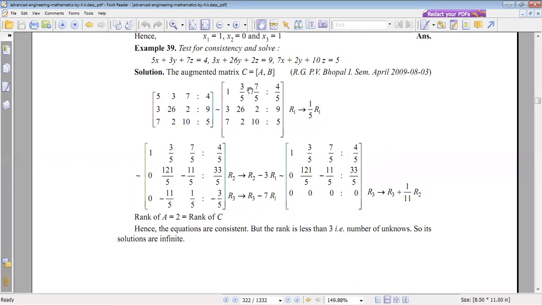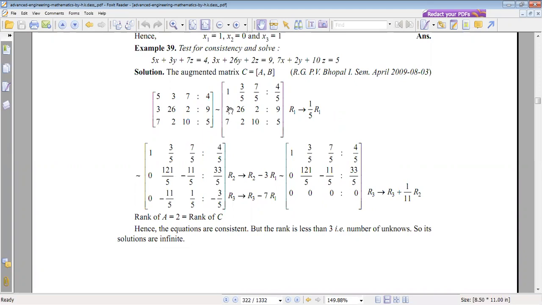Then what you get: 5 by 5, which is equal to 1, then 3 by 5, now 7 by 5, now 4 by 5. So what we have done is row 1 tends to 1 by 5 row 1. Now see here, by using this 1, we can easily make this one and this one equal to 0.